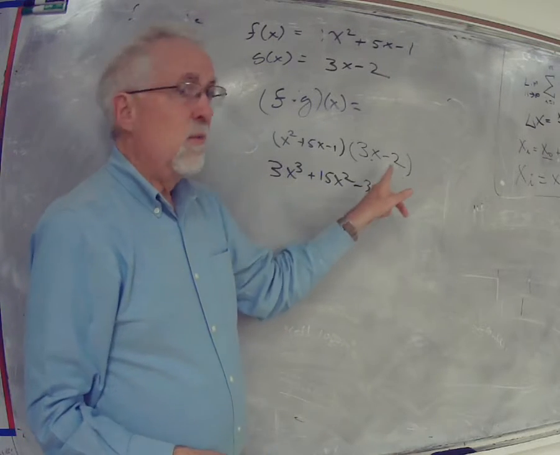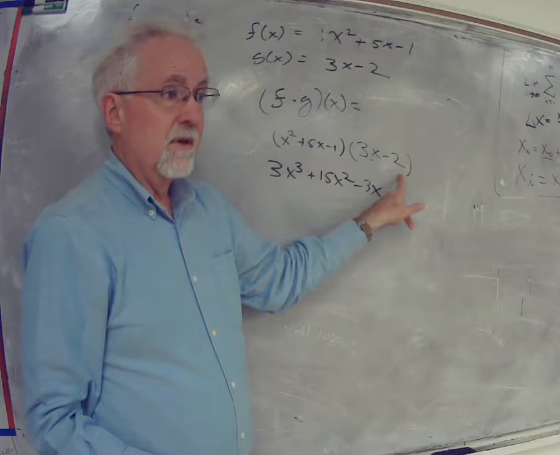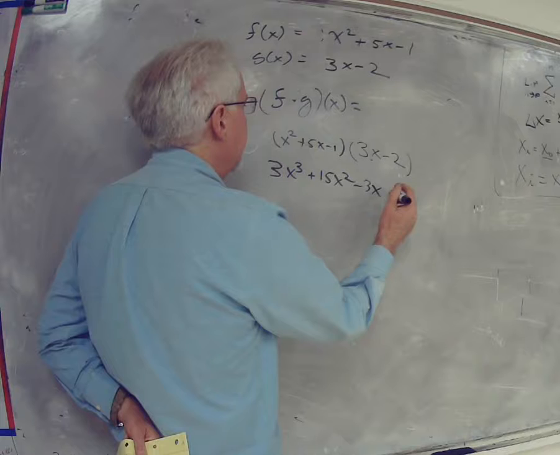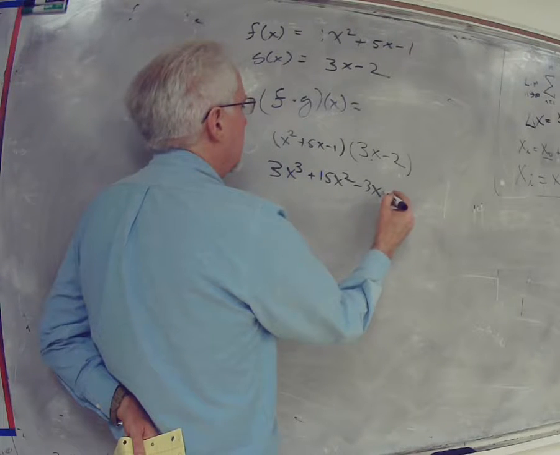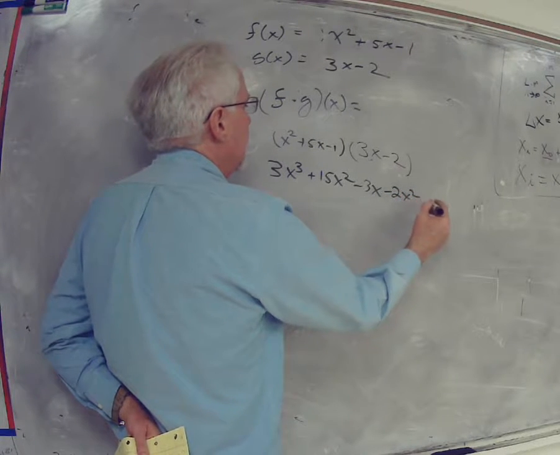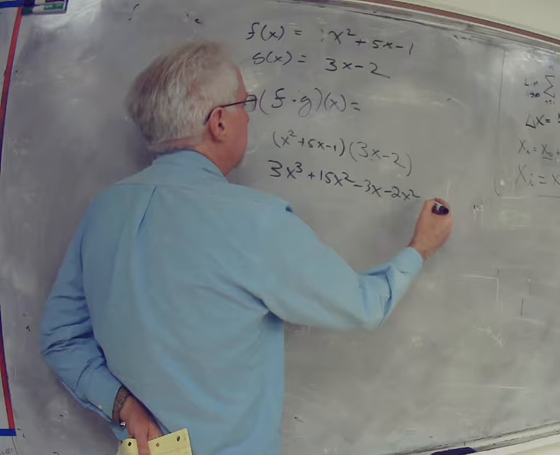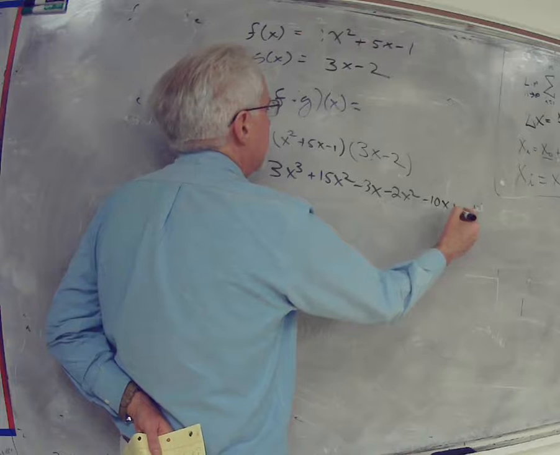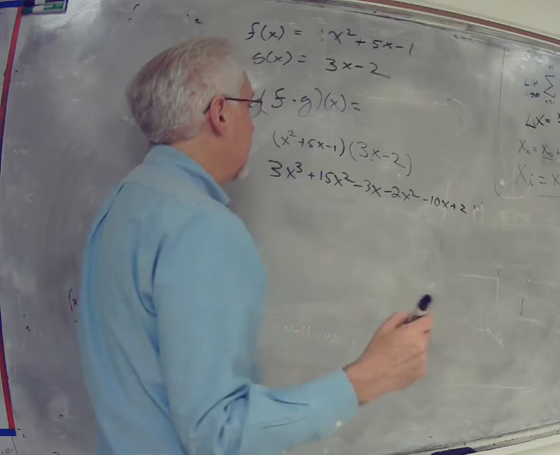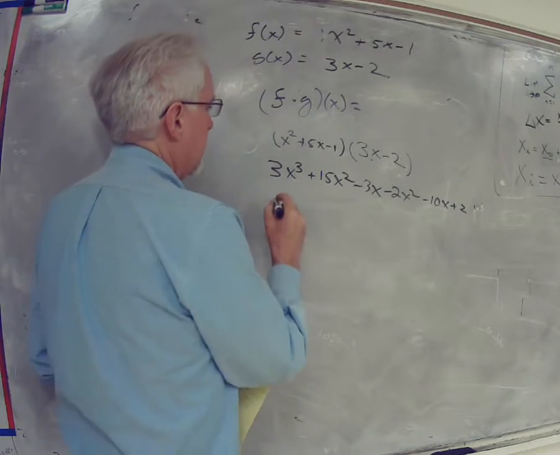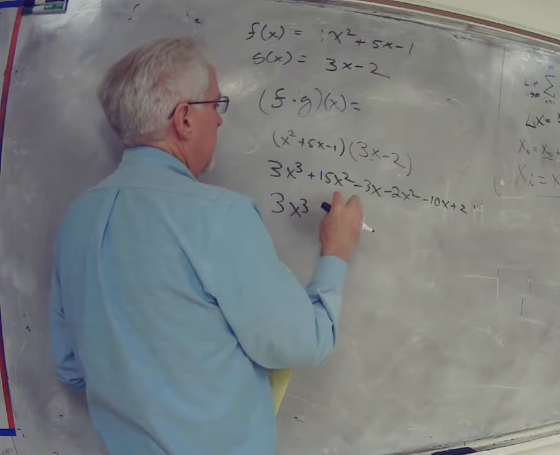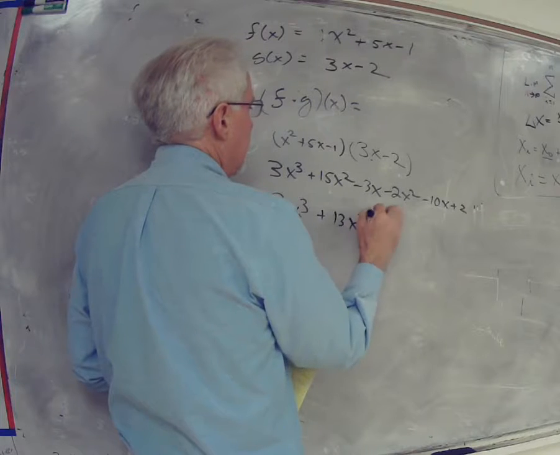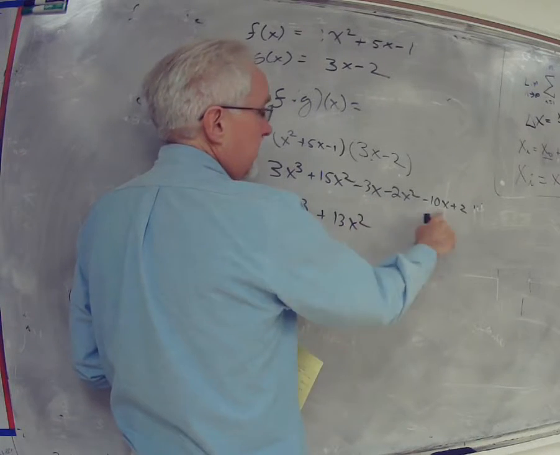Now, I got to be more careful with the minus 2, right? Because I got to make sure that I distribute that minus. And so what's the first term going to be, Levi? Minus 2x squared. And then Logan? Minus 10x. And then Josie? Plus 2. Okay. Am I done? No, combine like terms. So I have 3x cubed. 15x squared minus 2x squared is plus 13x squared. Minus 3x minus 10x is minus 13x.